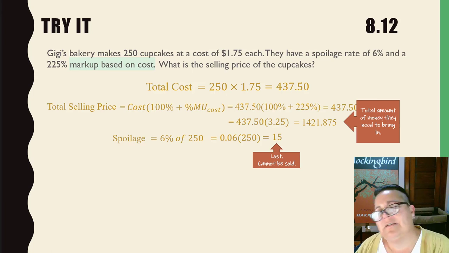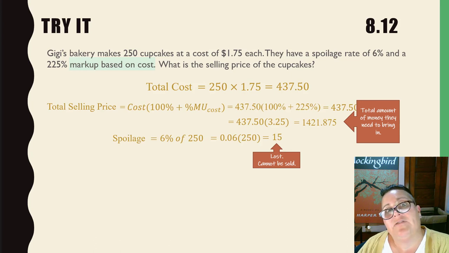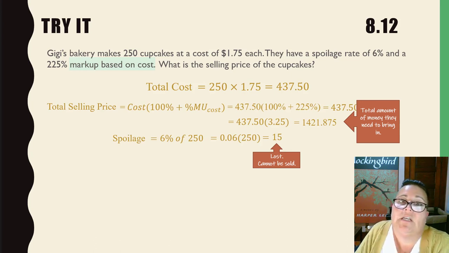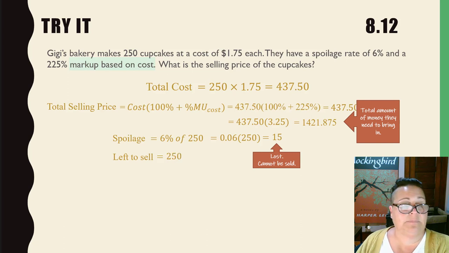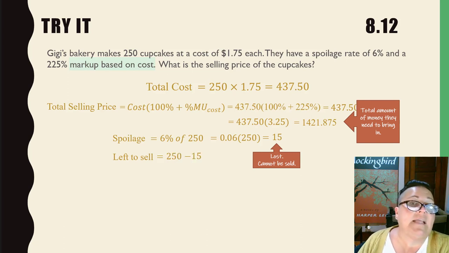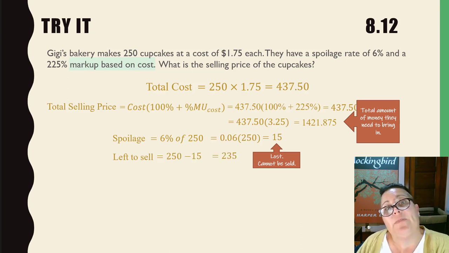Maybe they didn't sell and they're dried up at the end of the night and they're just not sellable, but chances are a good portion of that 15 will be eaten by myself and my co-workers. So of the 250, minus that 15, we have 235 cupcakes left to sell.